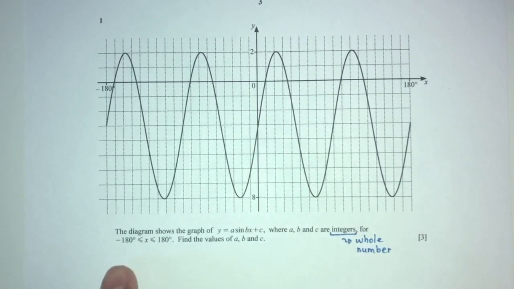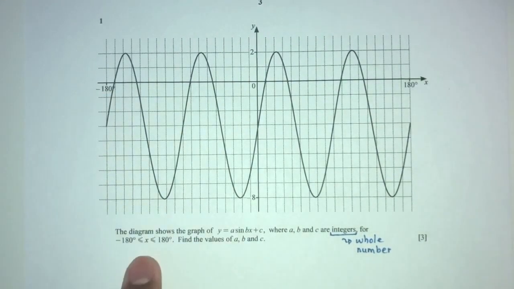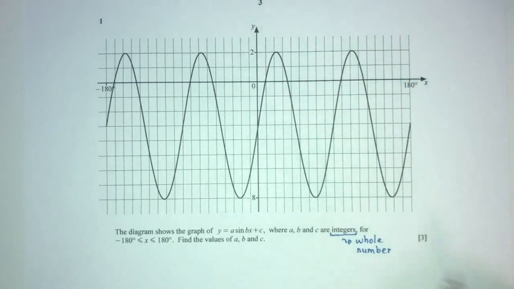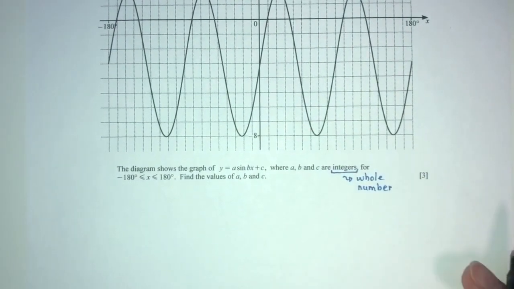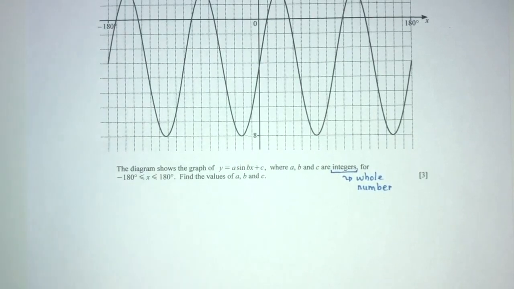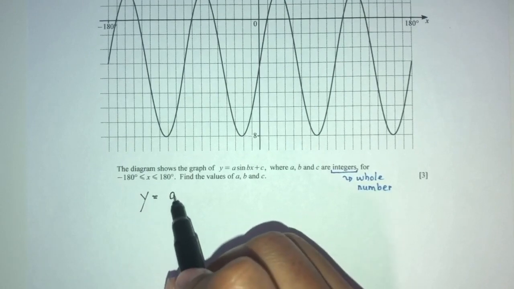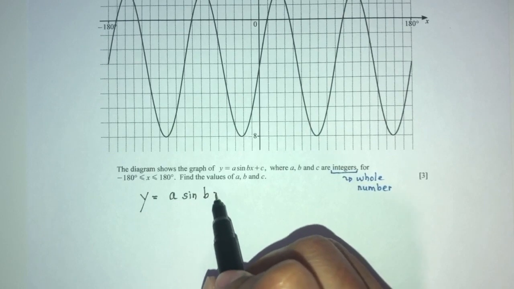Now, for this domain of minus 180, as you can see right here, to 180, we have to use the graph to find the values of a, b, and c. So now let's break this equation down first. We do know that here we have y equals a sine bx plus c.